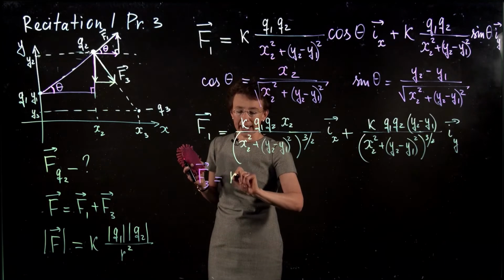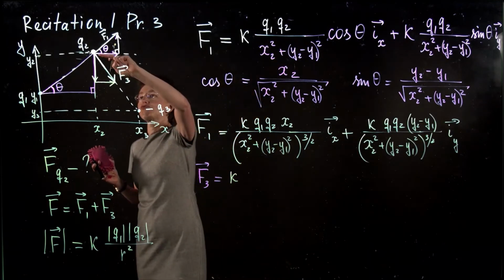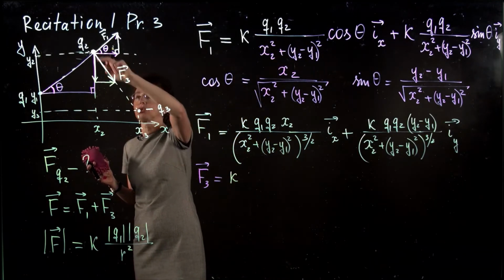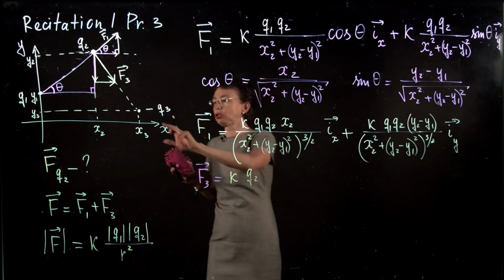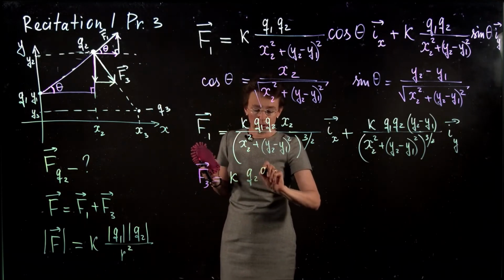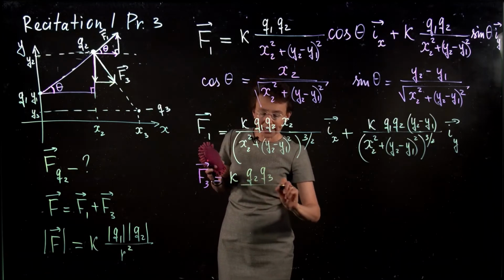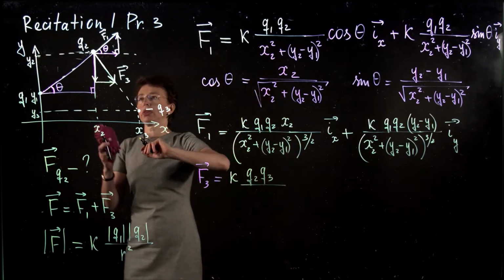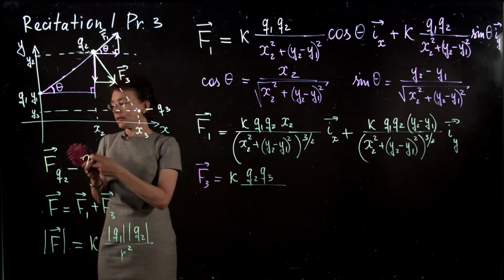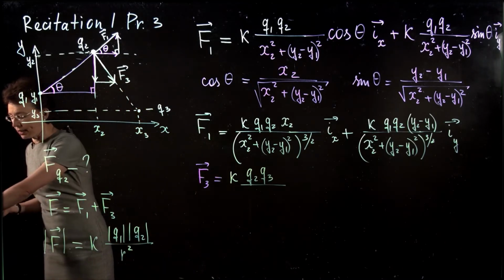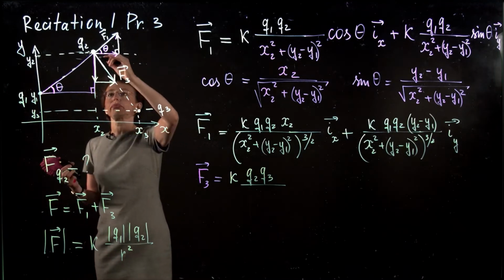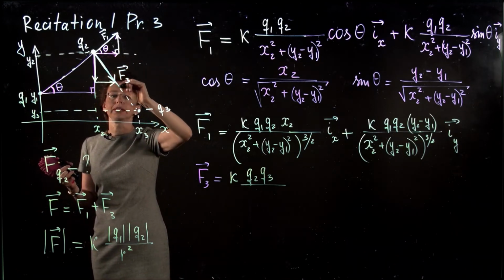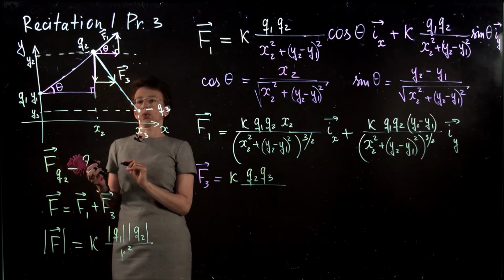We put k, and then the product of magnitudes of these charges, Q2, magnitude of Q3, divided by the distance between them squared. What is the distance between them squared? I need a different color. Let's use blue. This is the distance between them squared.